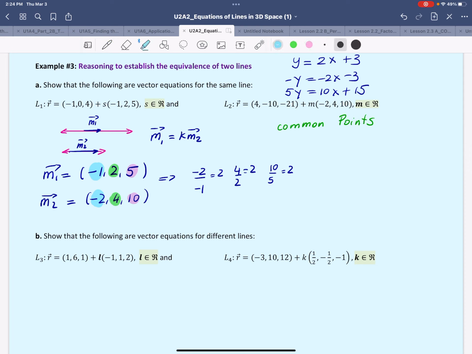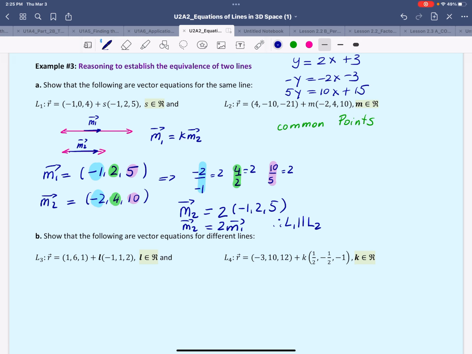As you can see here, we have three ratios of the respective coordinates that produce the same scalar. And that tells us that, remember this was M2, M2 seems to be bigger. So we're going to say that vector M2 equals twice vector M1. And this is enough for us to prove that the two lines L1 and L2 are parallel.